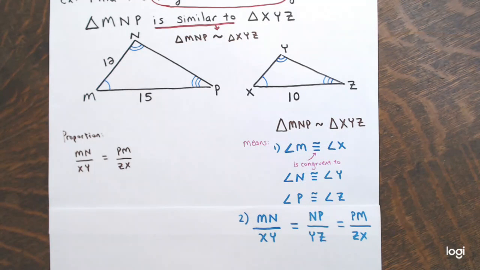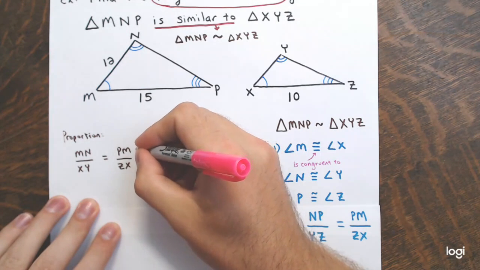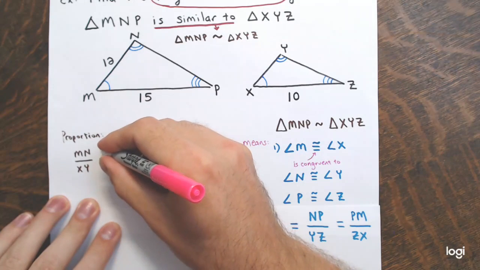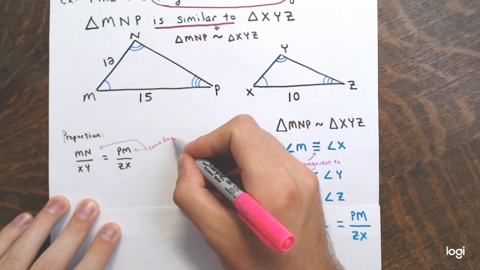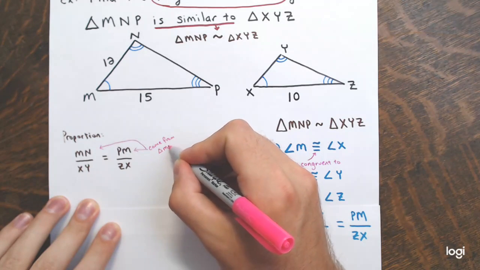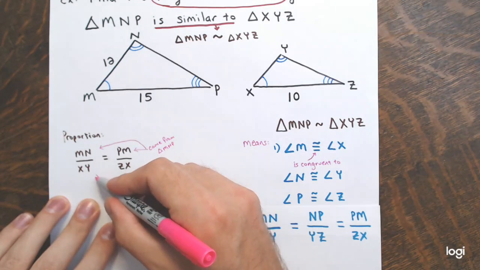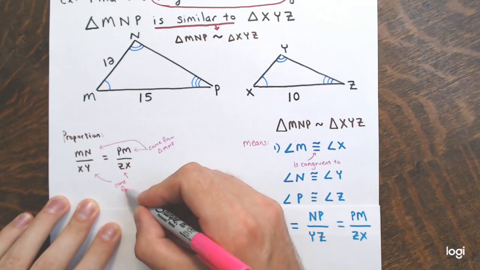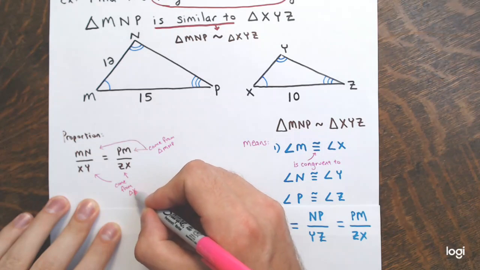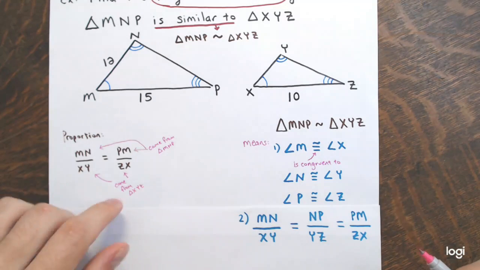And notice again too, if you saw my video on solving proportions or setting up proportions in problems, notice how the numerators come from the same triangle, right? These both come from triangle MNP. And see how the denominators both come from the same triangle, right? From triangle XYZ. Those are lengths over here.